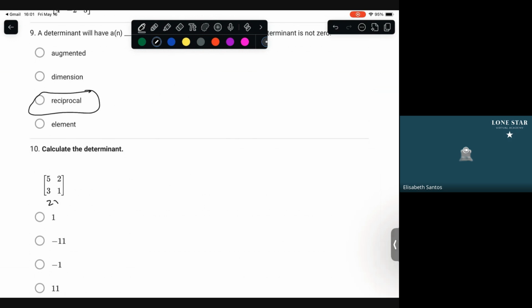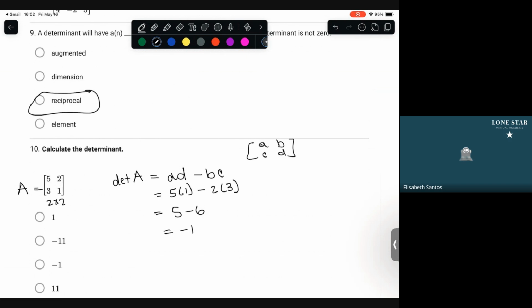So for a 2 by 2, the formula to find the determinant of, let's say this is matrix A, you're going to multiply A times D minus B times C. And what does that mean? So we have the general matrix A, B, C, D, right? For a 2 by 2, that is where we're getting our letters. So A is 5, so 5 times D, which is 1, minus B, which is 2 times C. We get 5 minus 6, which is negative 1.